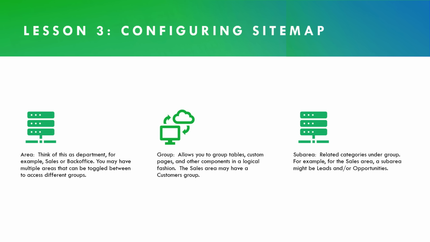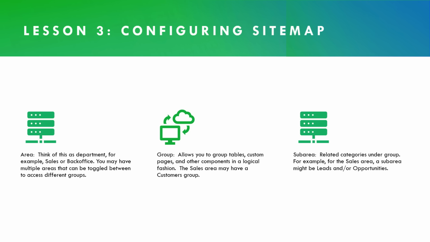The next component of your sitemap is the group. That allows you to group tables, custom pages, and other components in a logical fashion. If we're talking about a sales area, it may have a customers group. In our example, our group is going to be phone logs. So our area is going to be back office. Our group is going to be phone logs.